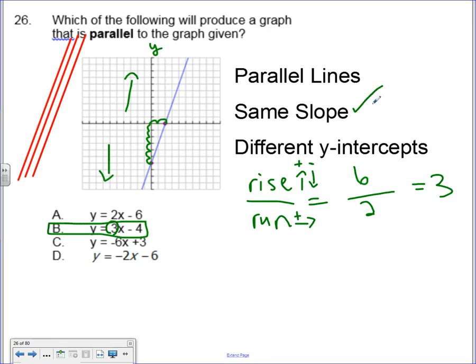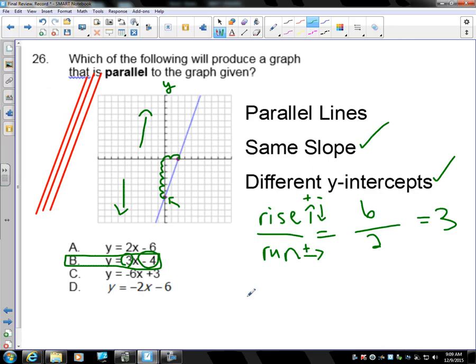So that's the same slope. Let's check the y-intercept. My y-intercept of this line is -1, -2, -3, -4, -5, -6. And the y-intercept of this line is -4. So they both have the same slope, but different y-intercepts. Check.